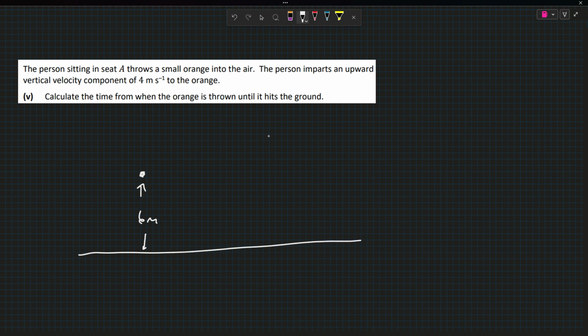So the first part of the journey is when it comes up here, and v is 0. So we're going to have to find the height that it's thrown to and the time taken. So we're going to call this journey 1. Then journey 2 is when it goes straight down again, the whole height.